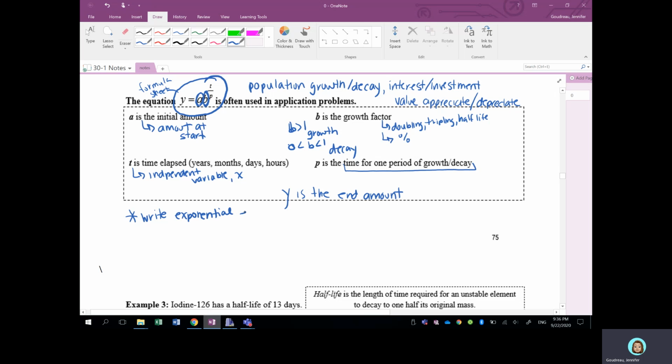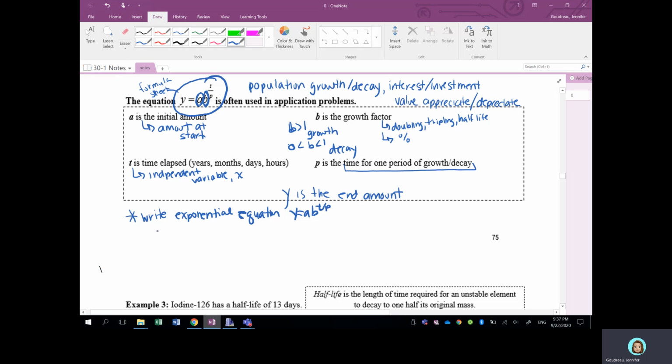So take the information given in the problem and write the exponential equation. Fill in that y equals a times b to the t over p. So that's your first step. Write the exponential equation, y equals a times b to the t over p.